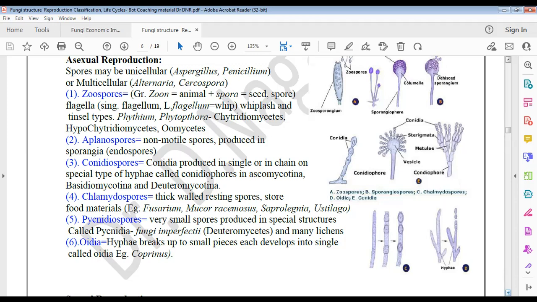Oomycetes. I already told you about oomycetes fungi. The cell wall is made up of cellulose. We also call them phycomycetes, like algae.